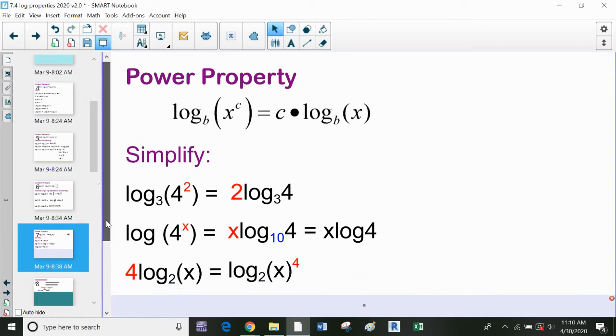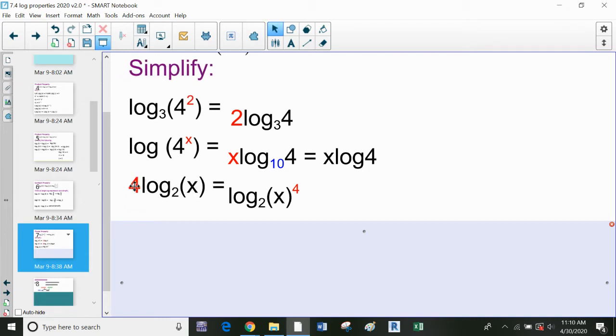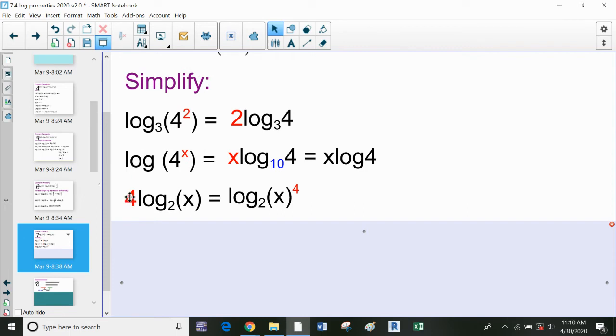Now you can also go the other way with these. Suppose you have 4 log base 2 of x, and for some reason you need to do some simplifying. You can actually take that coefficient and move it right back up to being an exponent. Note, if that x wasn't in parentheses, I would have put parentheses around it, because that exponent will apply to everything in here. So if something is added or subtracted or there are several terms in here, this 4 would apply to all of it.